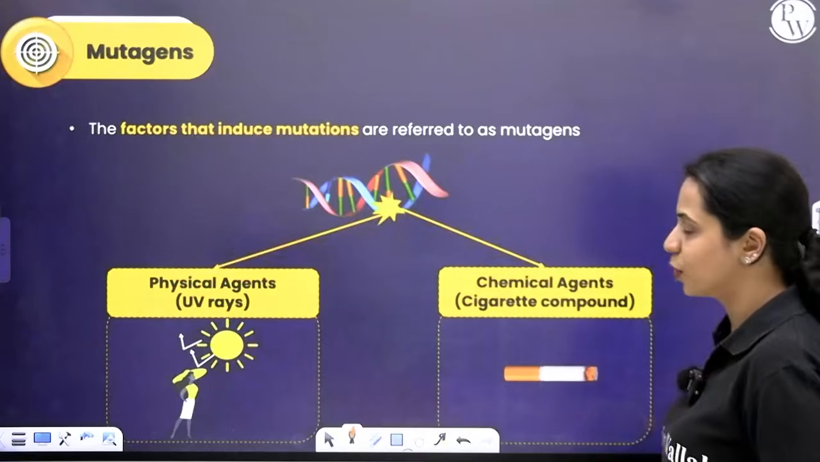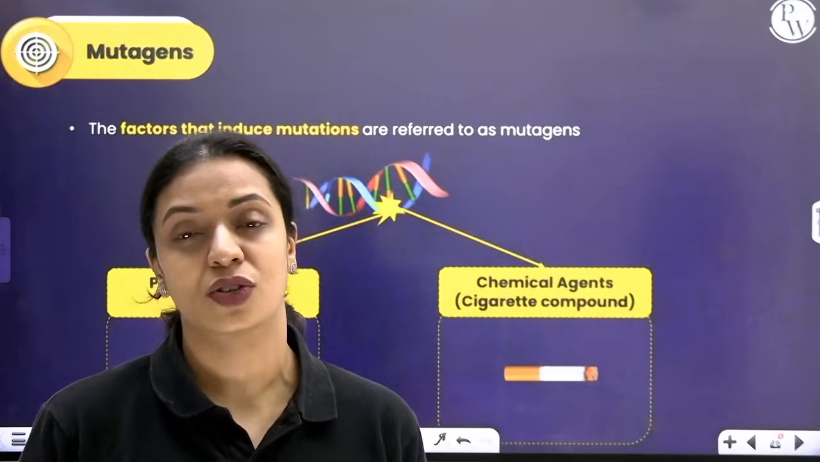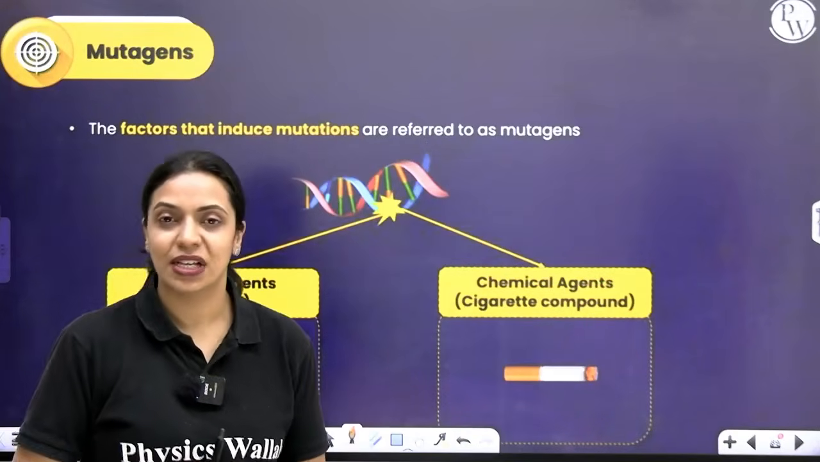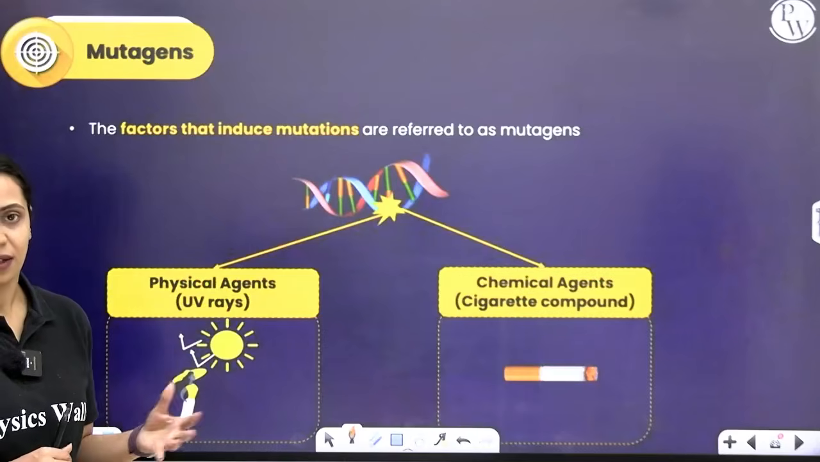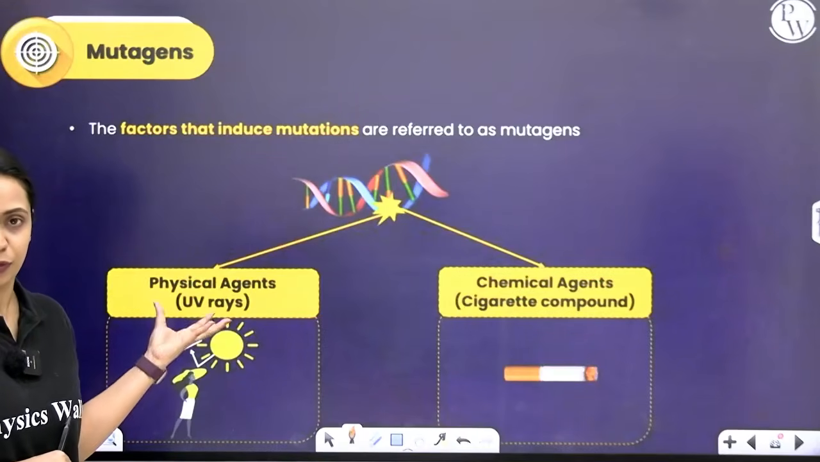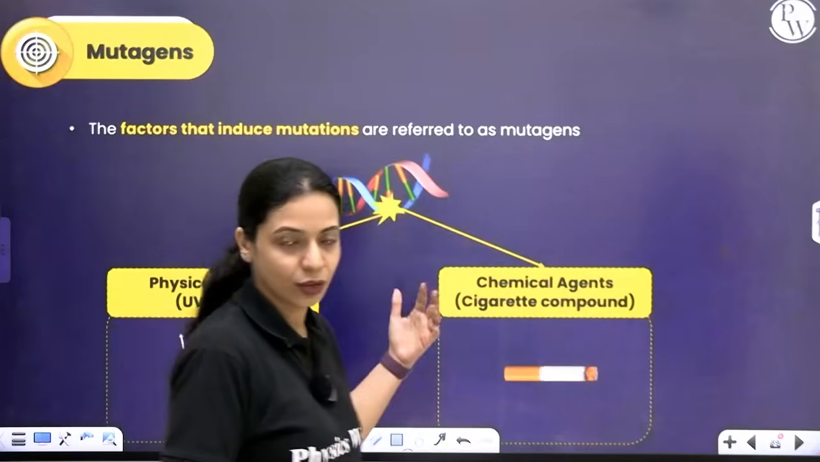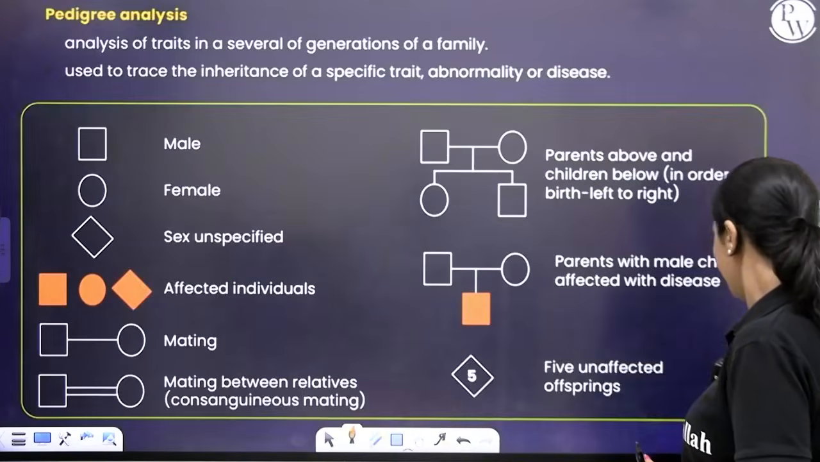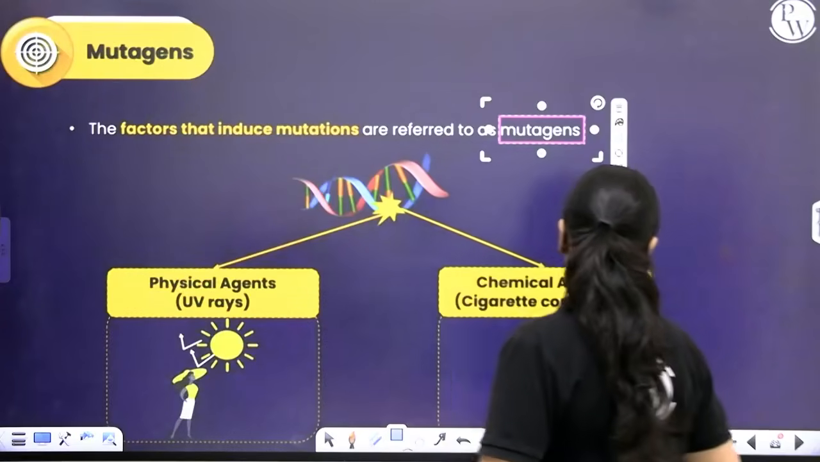What causes these mutations? There are certain physical agents and chemical agents. Certain biological agents also can cause mutation, like some viruses. Example for physical agents, like I've told you earlier, some wavelengths in the sun's radiation, certain types of UV can cause mutation. The smoke in cigarette, tobacco, that can cause mutation. Whatever factors cause mutation, they are referred to as mutagens.